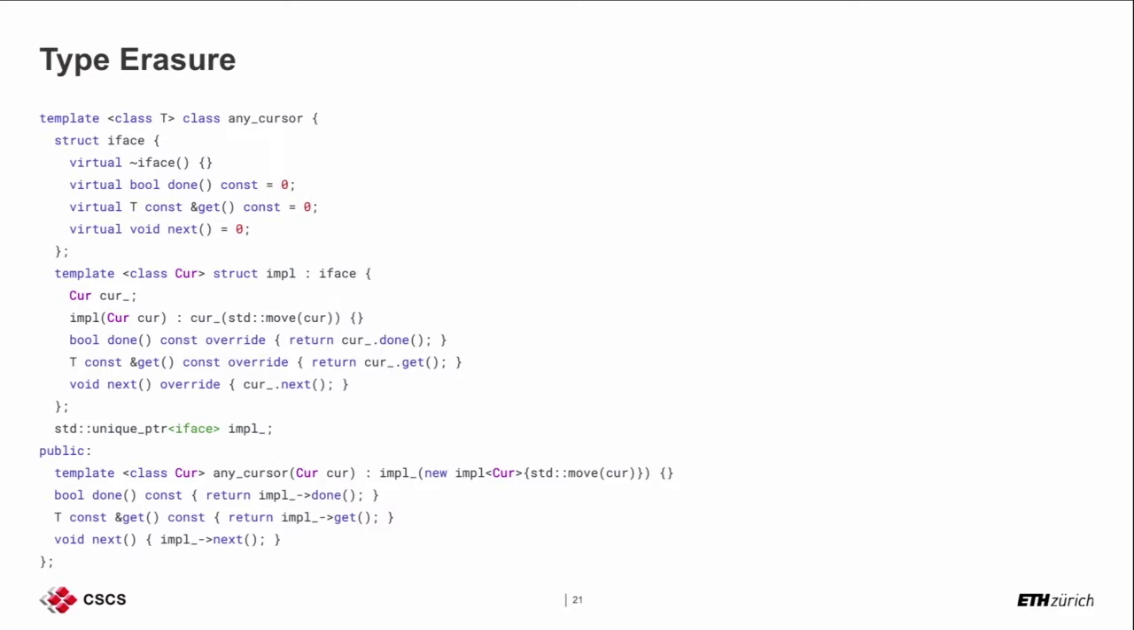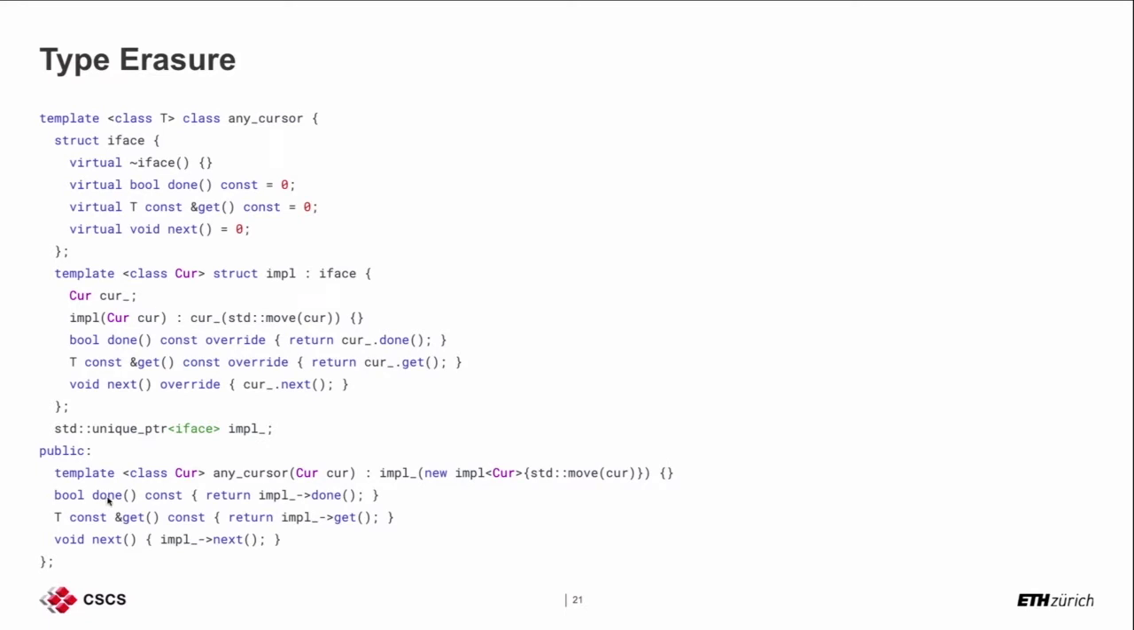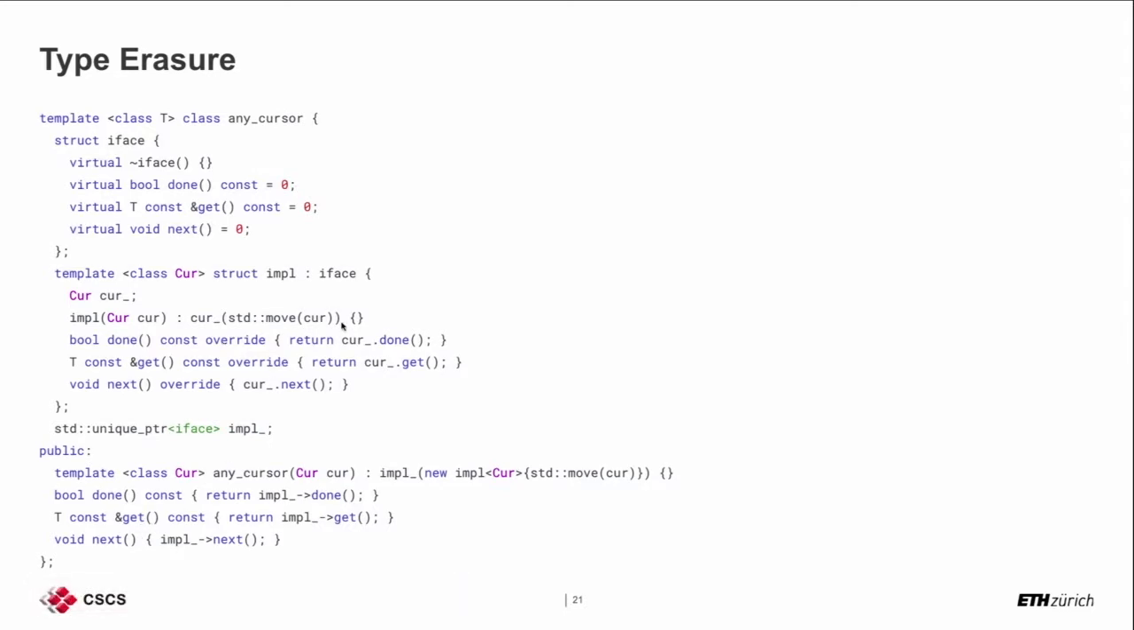We just delegate the cursor methods to this implementation. This is the pure interface. All methods are virtual. So to make it real, we need to have a specialization, and this specialization is templated for the concrete cursor in an obvious way.